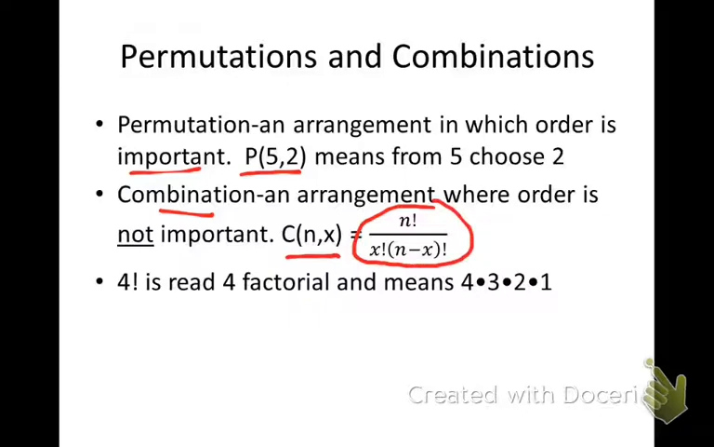4 factorial is how you read it. The exclamation mark is read factorial. It means 4 times 3 times 2 times 1. So 8 factorial would be 8 times 7 times 6 times 5 times 4 times 3 times 2 times 1. It's not really hard to do, it just takes some time. We're going to be referring back to this formula when we're doing combinations, and permutations aren't quite as long to do.